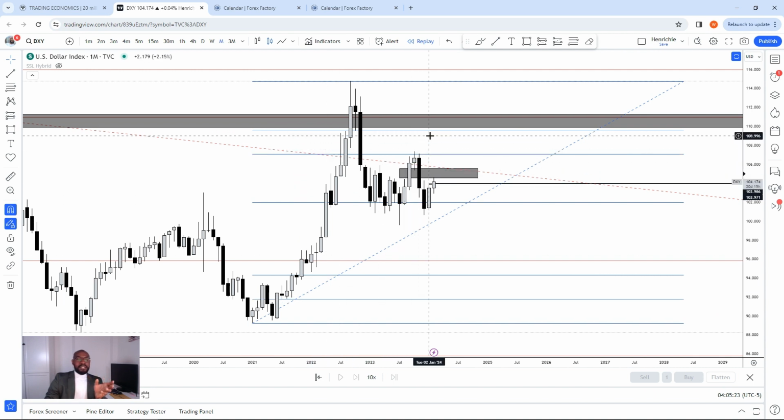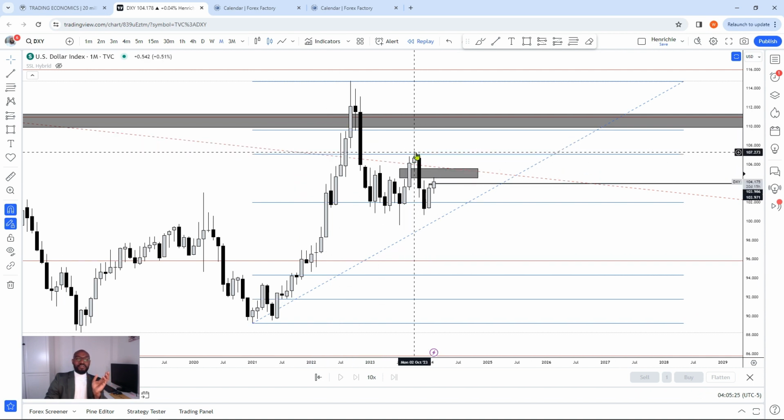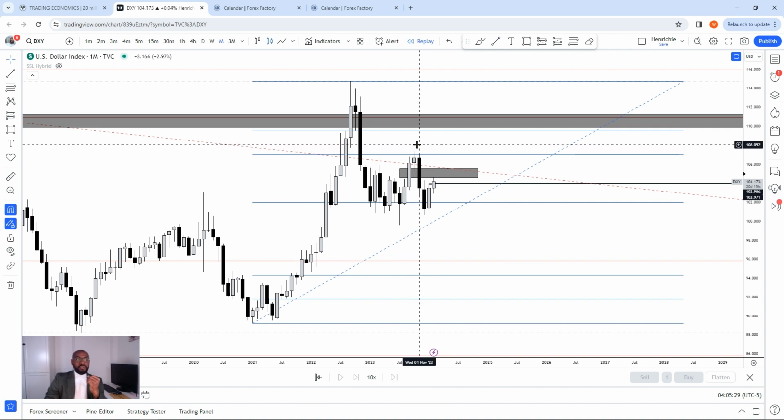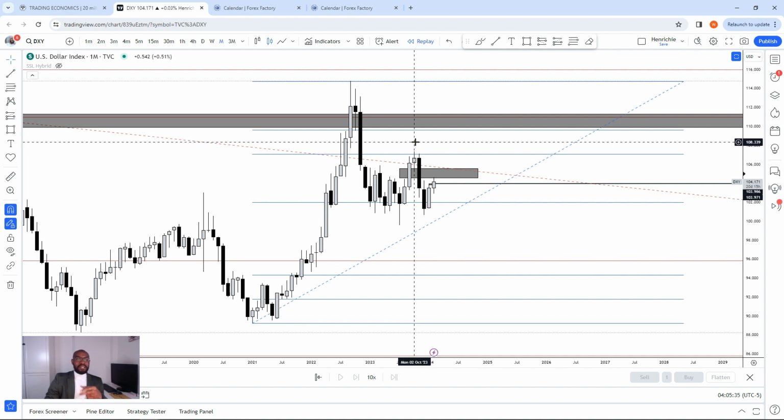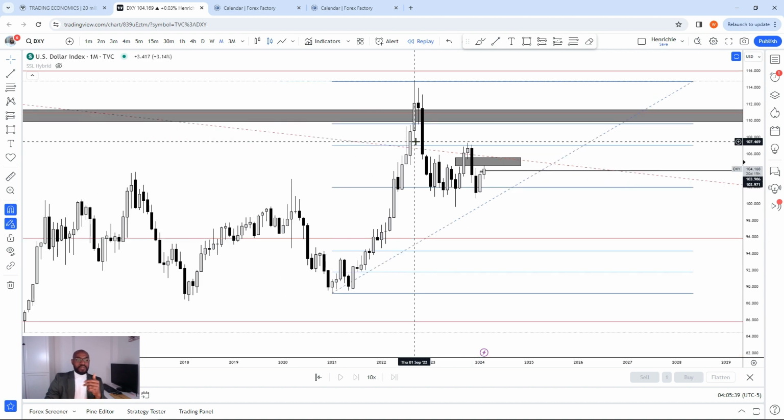And in the monthly time frame, price also tapped the extreme premium. The 12-month time frame tapped the extreme premium and displaced to the downside. The monthly time frame tapped the extreme premium and displaced to the downside. What is this telling us? What is the market trying to tell us?